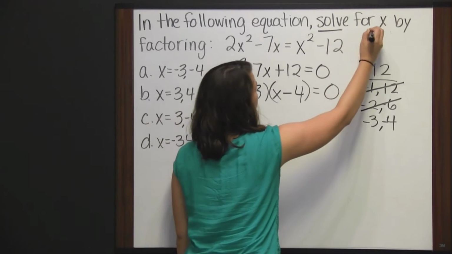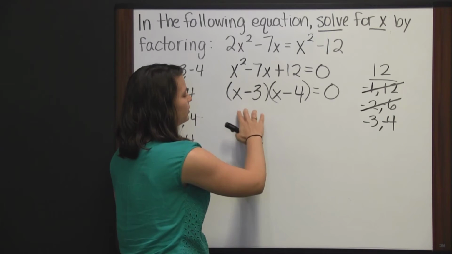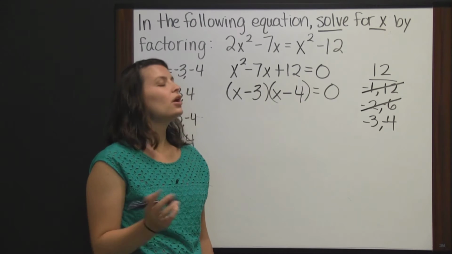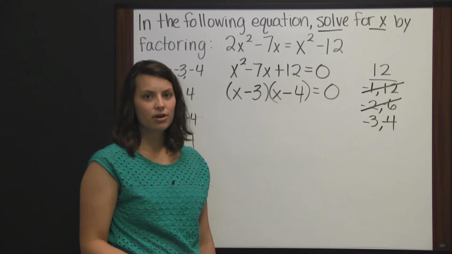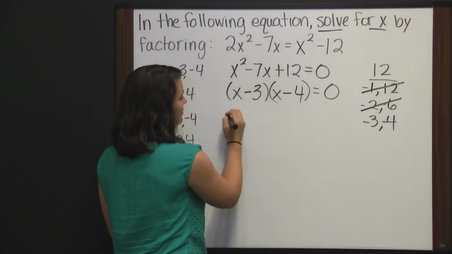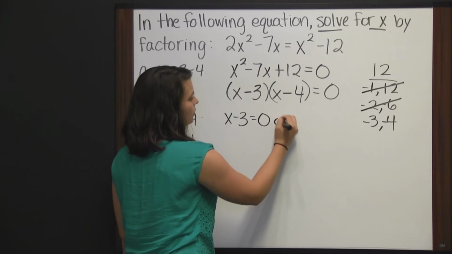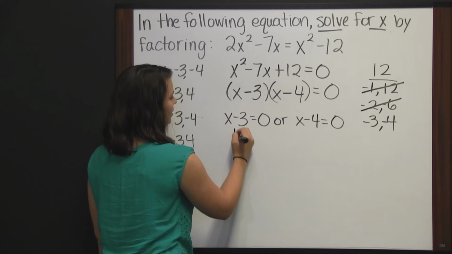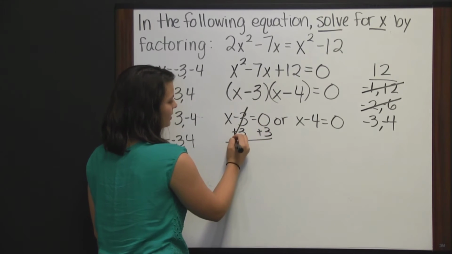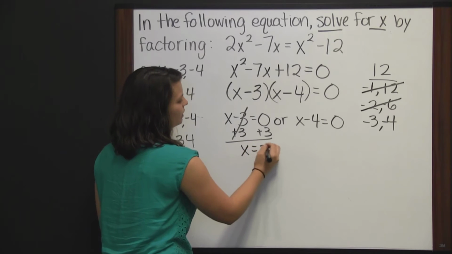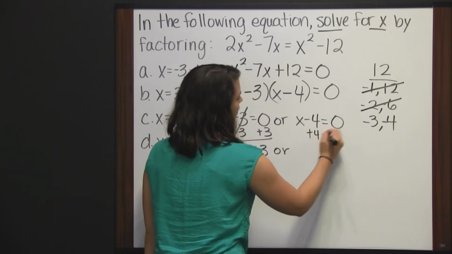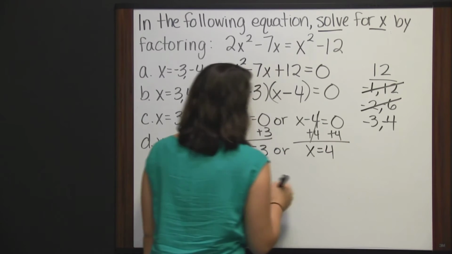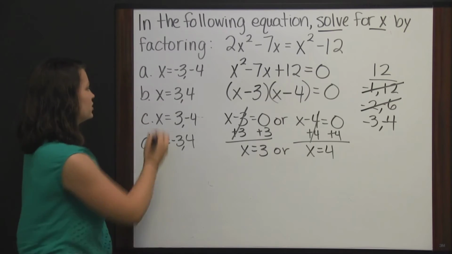But we still haven't solved for x. Here we have two expressions that we're multiplying together, and that gives us 0. The only way you can multiply two numbers together and get 0 is if one of them is 0. So that means that either x minus 3 must be 0 or x minus 4 must be 0. And now we just solve each equation. So add 3 and 3. Those cancel because they're additive inverses, and x equals 3. Or add 4 and add 4, and those cancel because they're additive inverses, and x equals 4. So that means x equals 3 and 4, which is answer B.